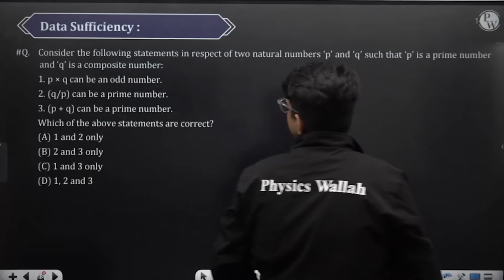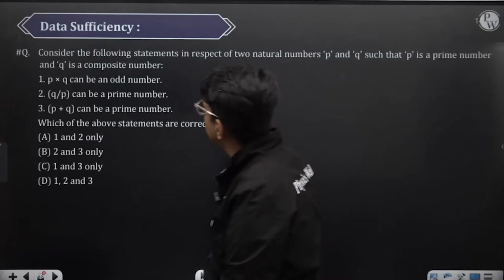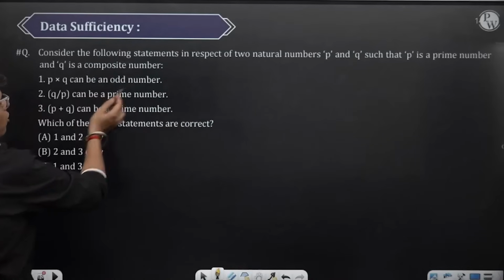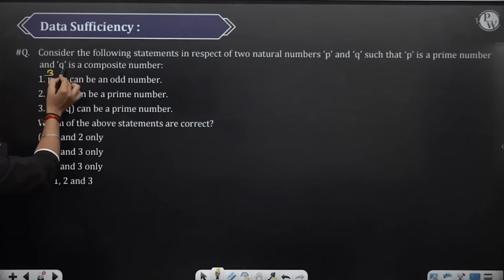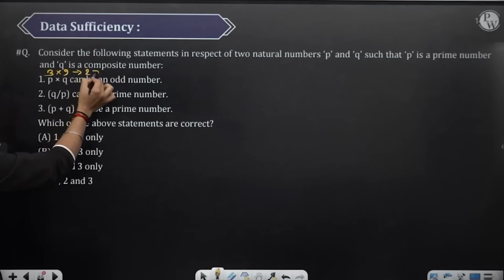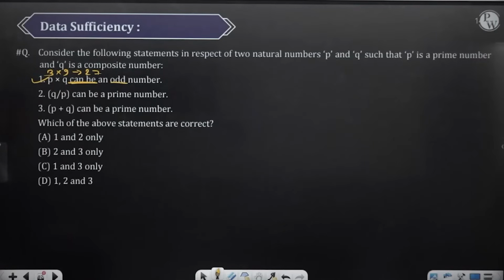In this question, consider the following statements in respect of two natural numbers P and Q such that P is a prime number and Q is a composite number. Can P into Q be odd? P, 3 can be one of these, and composite number 9. 3 into 9, 27 can be a possibility, odd number. Yes, this can be a possibility. Q by P, a prime number. Composite number 6 divided by a prime number 2 will give you 3. Can be a prime number. Yes, this is also a possibility.